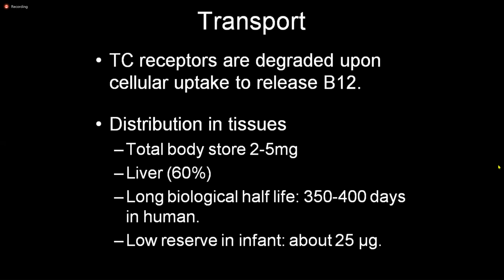The biological half-life of vitamin B12 is very long, actually even more than a year. But the reserve in infants is very low.